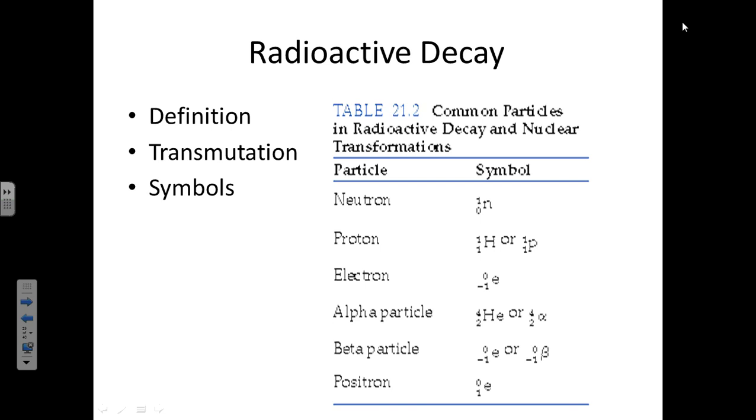Now, when we're talking about all this radioactive decay business, there's some symbols that you need to be familiar with. And this didn't turn out as good as I'd hoped it would on the screen. But these are some symbols you need to know, and you may or may not already know them.